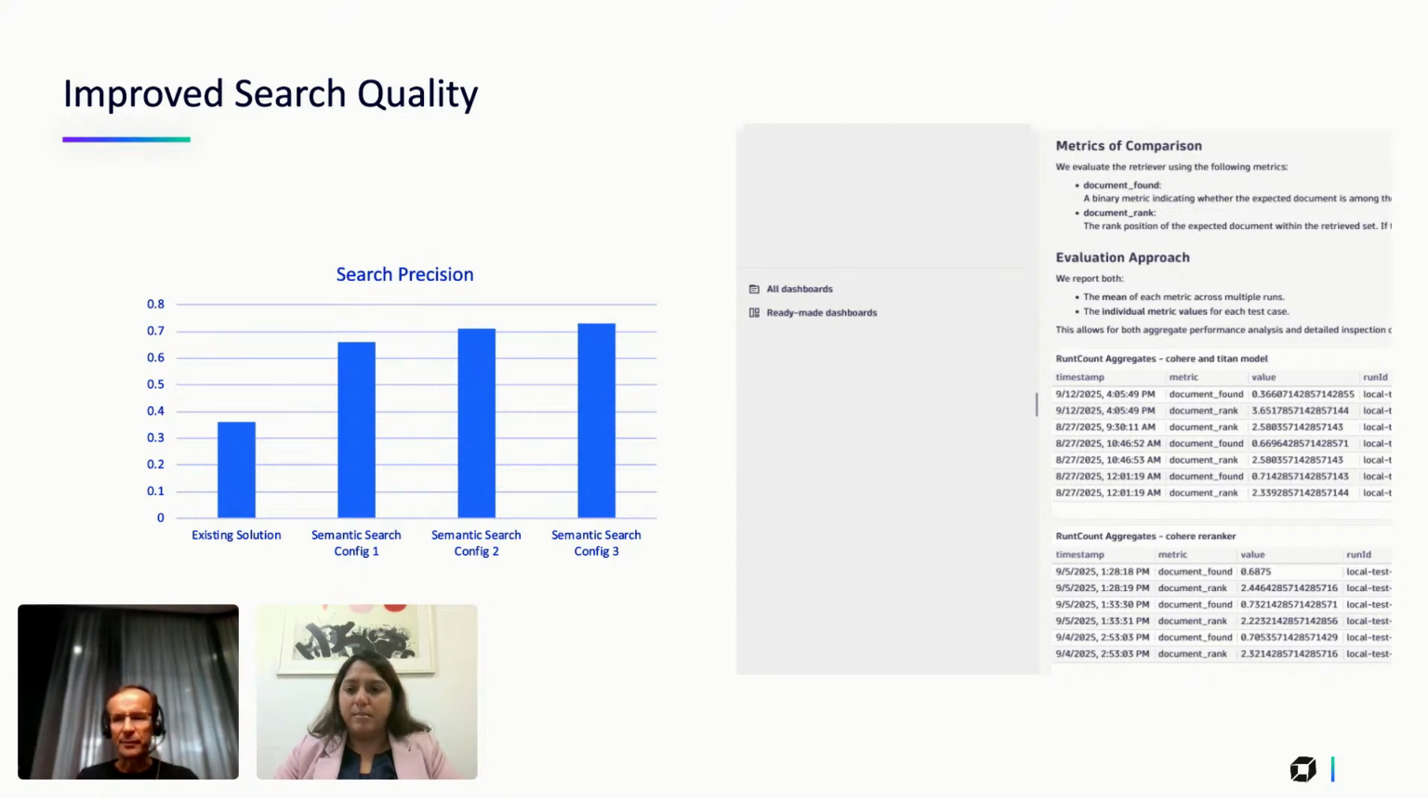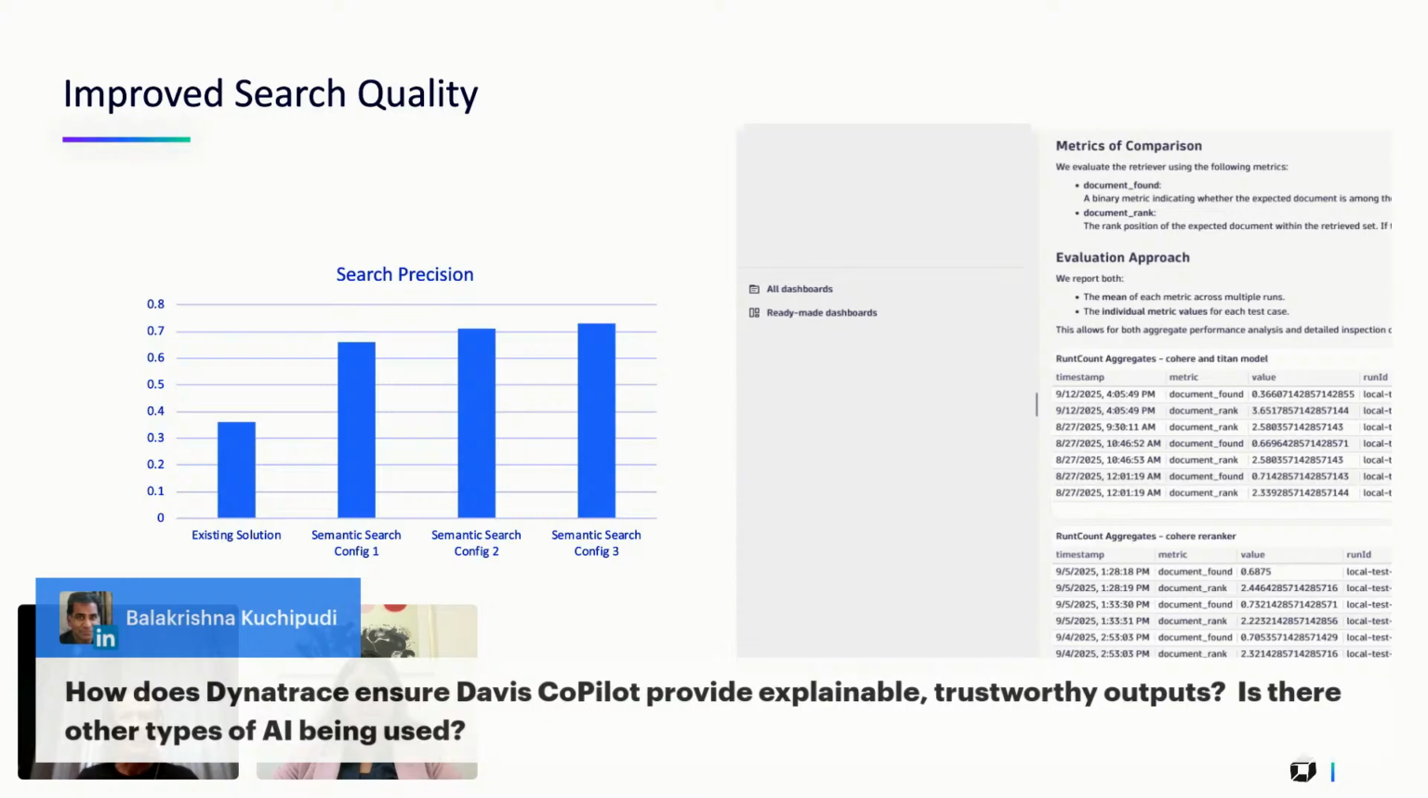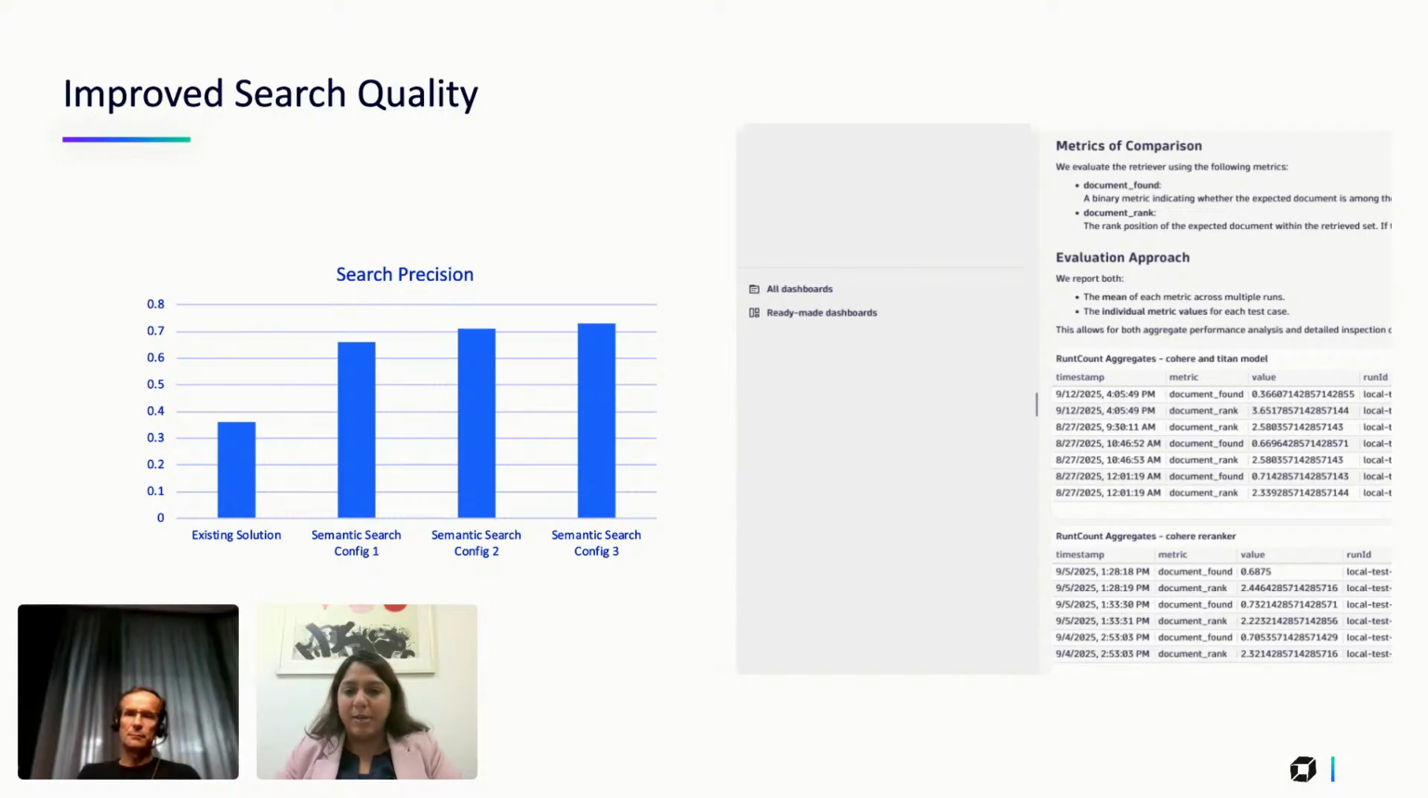I think I missed a question now. There was one quick question there. The question is, how does Dynatrace ensure Davis Copilot provides explainable, trustworthy outputs? Are other types of AI being used? I think that answer will come up in our next segment.